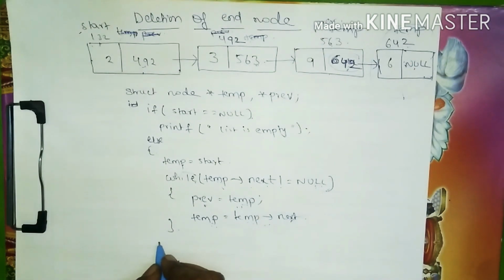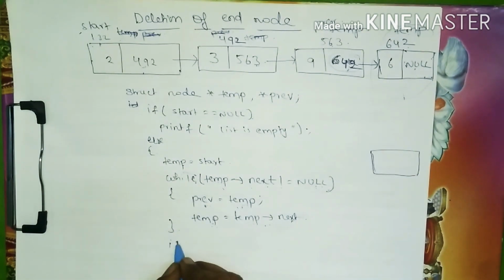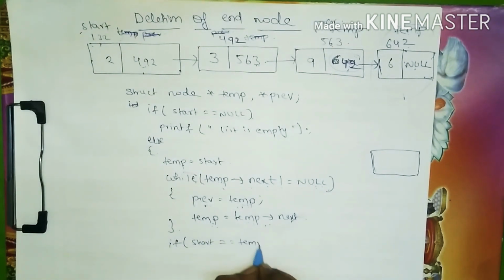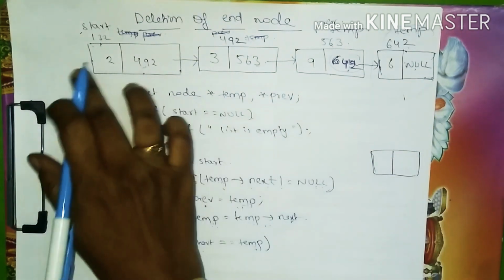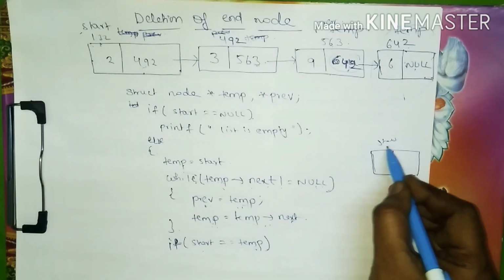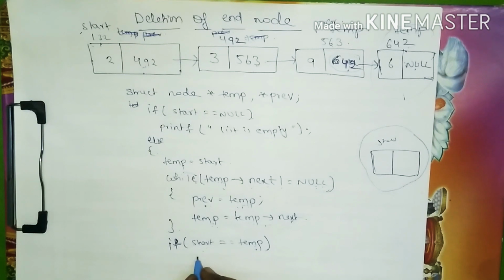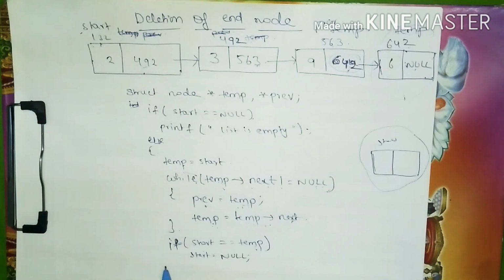Okay. Suppose think that if I have only one node. So if start is equal to temp, when this will be satisfied? This will be satisfied when I have only one node. That is, this is the list we are having, 4 nodes here. If I have one node, then if I delete this node, the list should become empty. So start is equal to temp, then start is equal to null. I am storing, that is, if I delete this node, then the list will be empty.